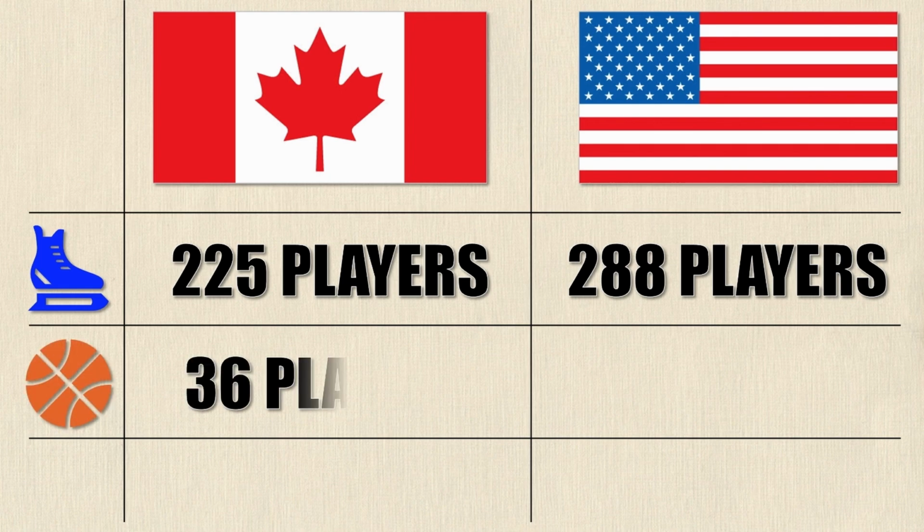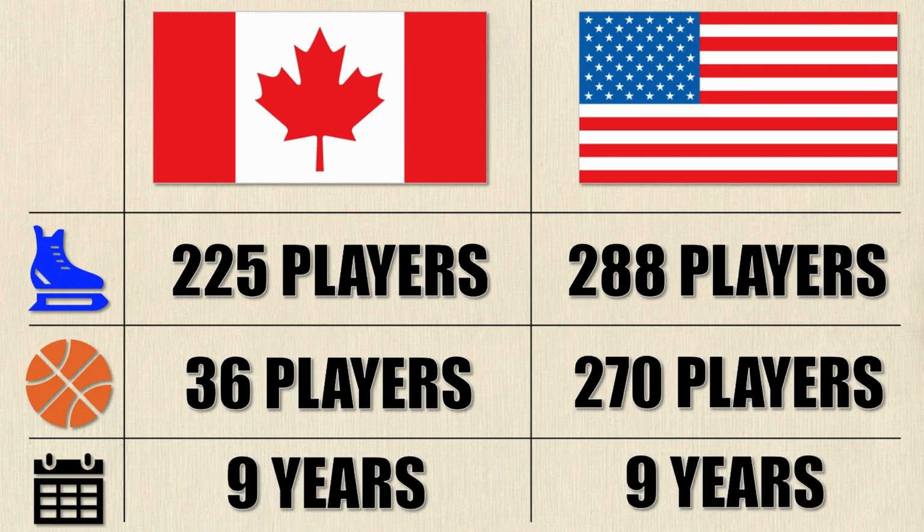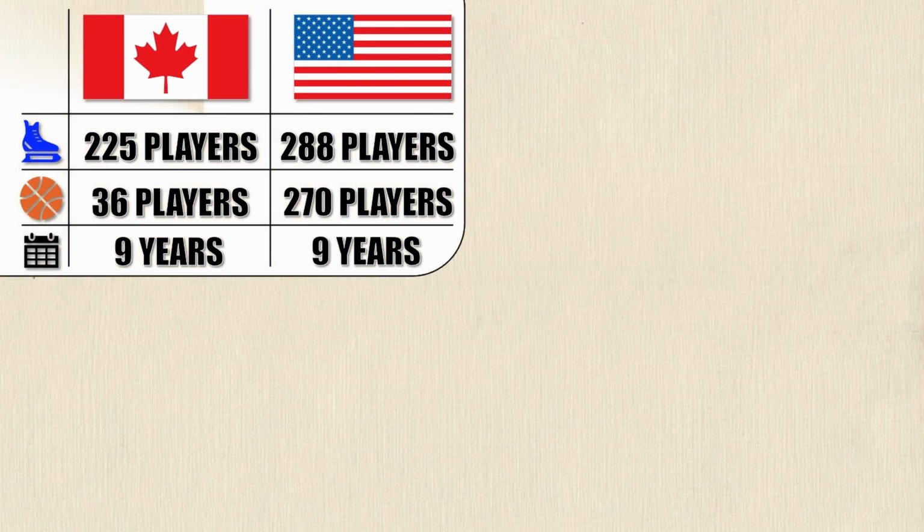Now, Canada can only make 36 players. However, the United States can make 270 players. And we're assuming that the length of time to make these numbers is 9 years for both countries. So how you would read this is that in 9 years, Canada can either produce 225 hockey players or 36 basketball players. And in the same 9 years, the United States can either produce 288 hockey players or 270 basketball players. So with the example set up, let's take a look at comparative advantage.